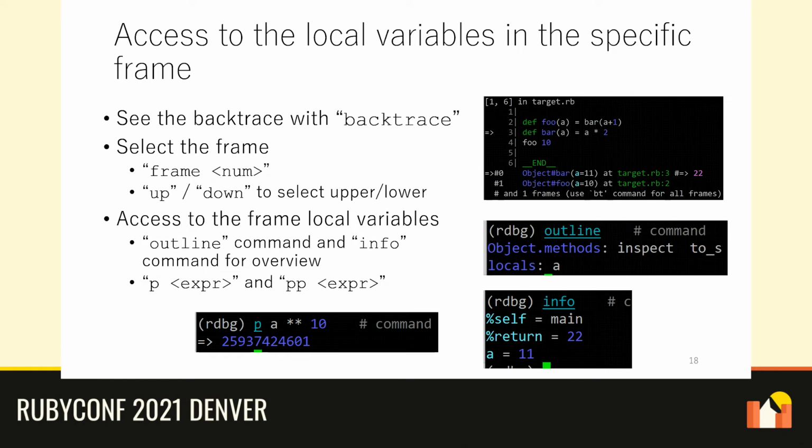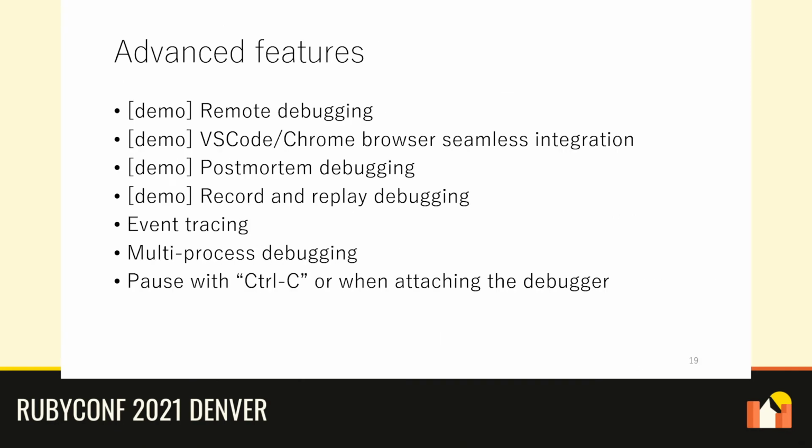And you can check the variables with info command or outline command like that. Outline command is the same as pry's ls command. Of course, you can evaluate Ruby expression in the debug console. I introduced basic features which are supported by many other debuggers.